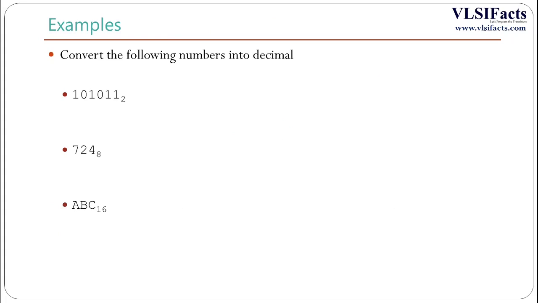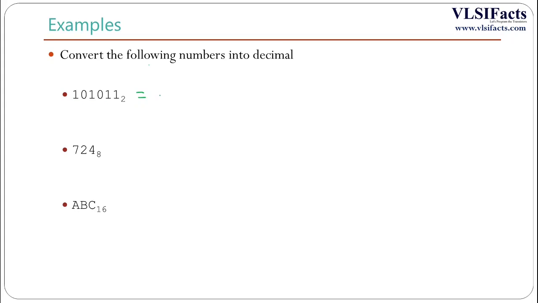We will start with the first example, which is a binary number, that is 101011. Now we will convert this to its corresponding decimal number. So what we will do, we will multiply each bit with 2 to the power n, where n is the weight of that particular bit. So if you will count, this is 1 2 3 4 5 6.